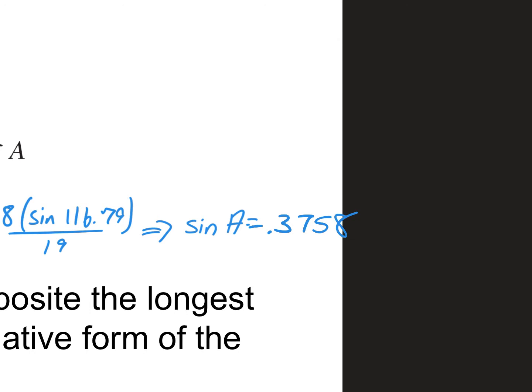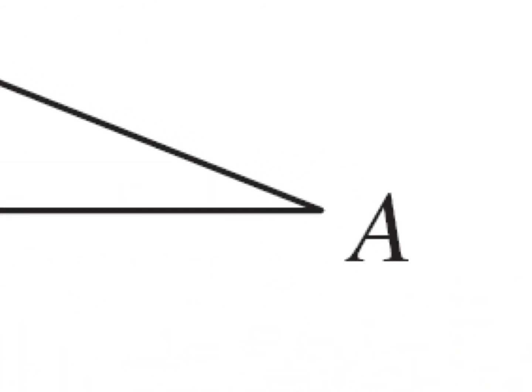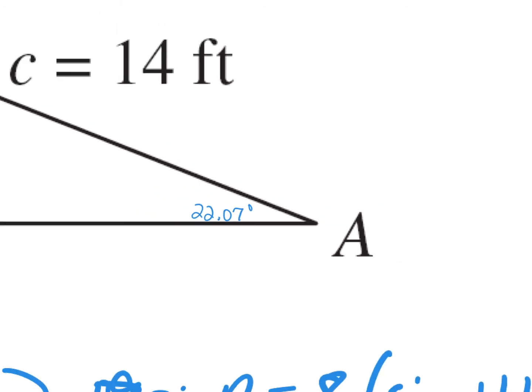Is that the angle measure? No. So in our calculator, hit that second sine, the inverse, and I have 0.3758. How big is angle A? 22.07 what? Degrees. So A is 22.07 degrees. Yeah? All right.